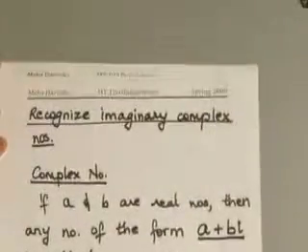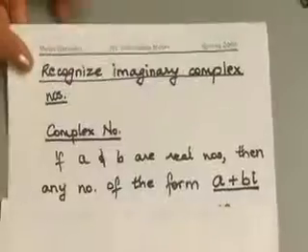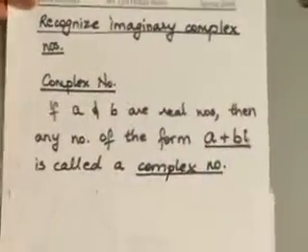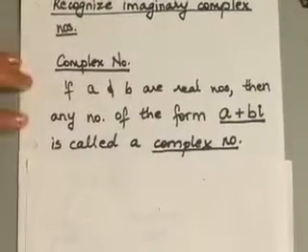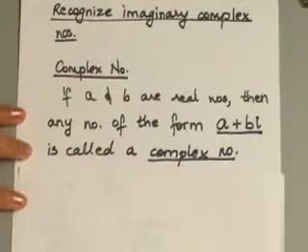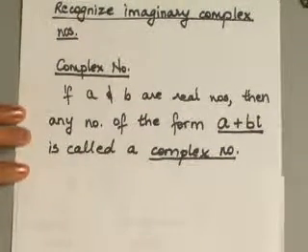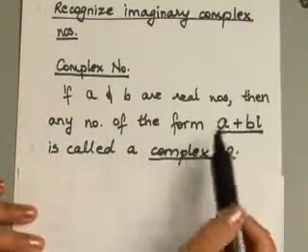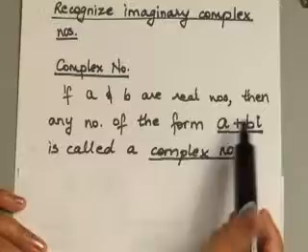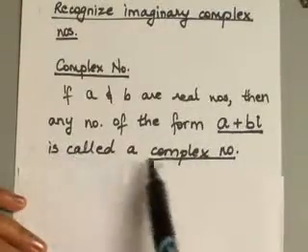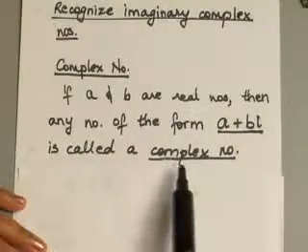Alright, now we are ready to talk about complex numbers and what the imaginary numbers mean. Let's go ahead and see what a complex number is. If you have a and b as real numbers and you write it in the form a plus bi, where we're using the number i, this form is what we call a complex number.